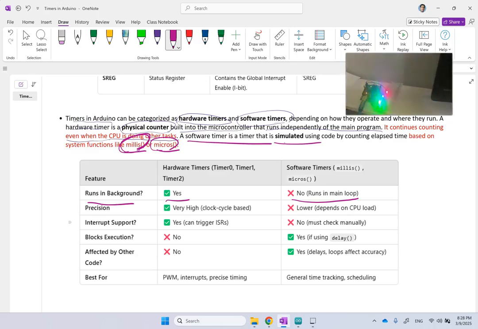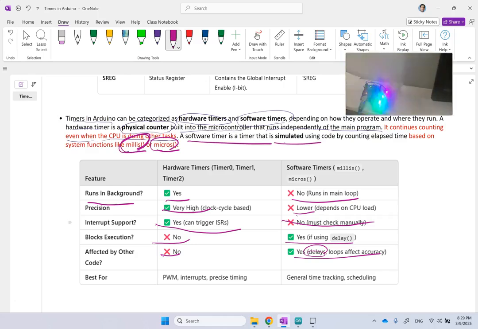The hardware timers are very, very accurate. The software ones are not as good. About interrupt support, the hardware ones have their own interrupts that you can use and they do their jobs. Millis and micros don't have anything like that. You have to write something for them in the main loop. Do they block execution? No, the hardware ones don't, but the software ones can. Are they affected by any other code? No, the hardware ones aren't, but the software ones are. Especially if you have delays, they will be affected big time.